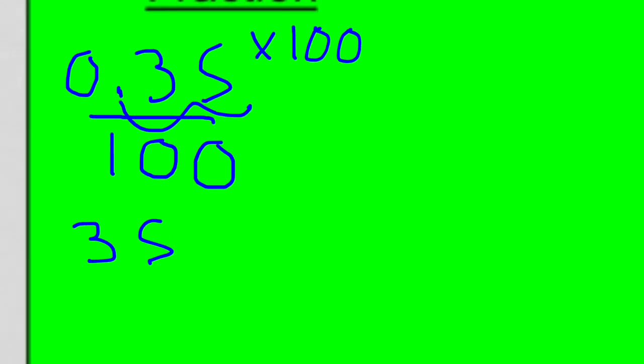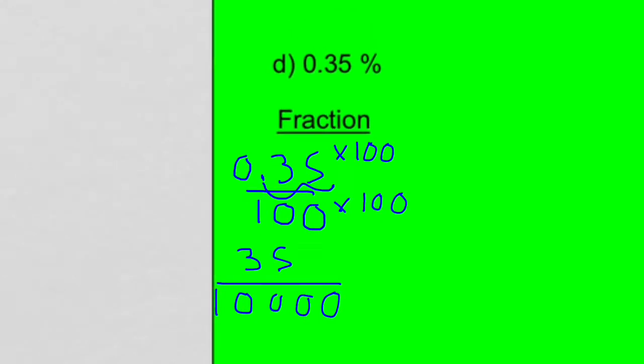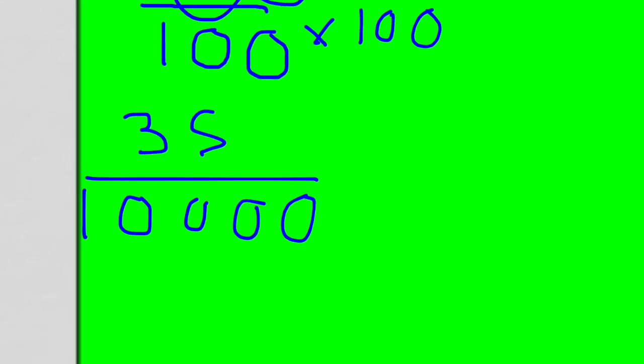Now, we're allowed to do that just as long as we multiply the denominator by 100. Now, a quick way to multiply 100 times 100: 1 times 1 is 1, and then there are 1, 2, 3, 4 zeros. So we're going to have 1 times 1 is 1, and then 4 zeros. 1, 2, 3, 4. And that fraction is 35 over 10,000. Which makes sense because this is a very small percent. This should be a very small fraction.